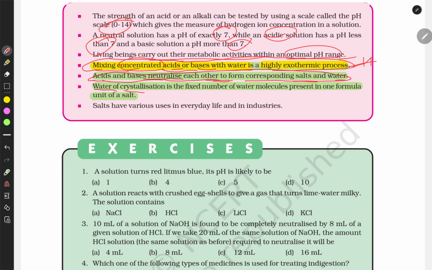Water of crystallization is a fixed number of water molecules present in one formula unit of a salt. And salts have various uses in everyday life and in industry also. Here ends this chapter.